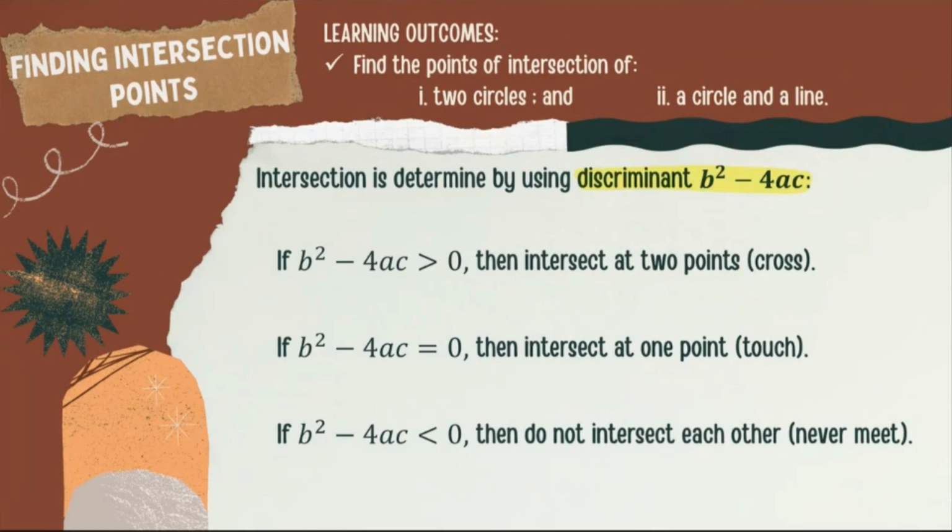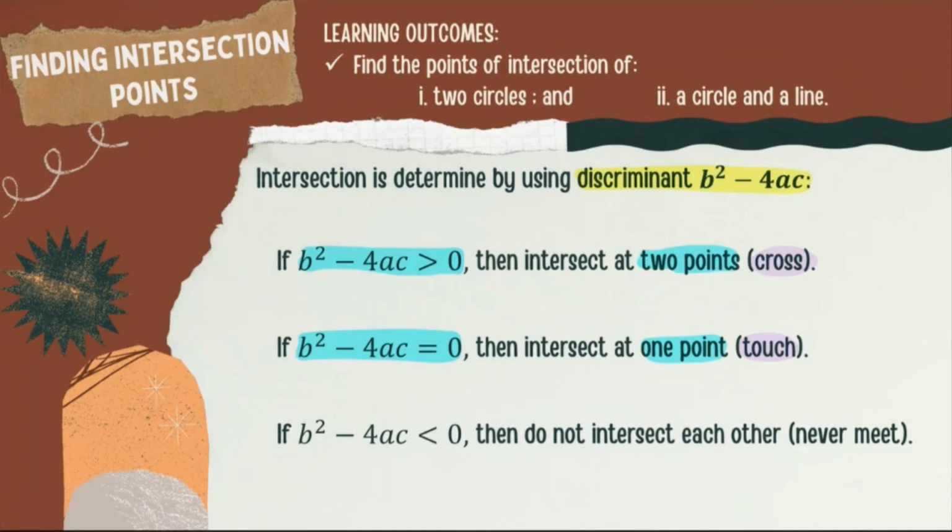Okay, so first thing, kalau b squared minus 4ac kamu greater than 0, so that means the intersection will be at 2 points. Okay, ataupun in other words, kita boleh gunakan ayat it will be cross. Okay, so kadang-kadang kita boleh gunakan ayat cross lah. Okay, if your b squared minus 4ac is equal to 0, that means it will intersect at 1 point. In other words, dia adalah touch. So it's either two circle touch each other ataupun circle touch the line. So that means dia akan ada satu sahaja intersection point.